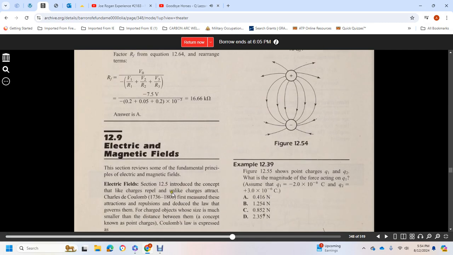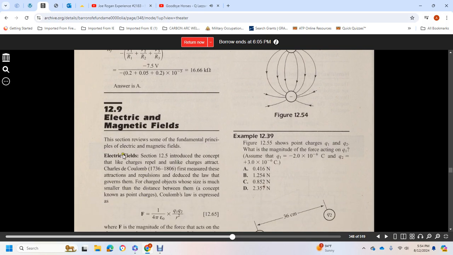Alright, 12.9, electric and magnetic fields. This section reviews some of the fundamental principles of electric and magnetic fields. Electric fields introduce the concept that like charges repel and unlike charges attract. Charles Coulomb, 1736-1806, first described the attraction and repulsion.